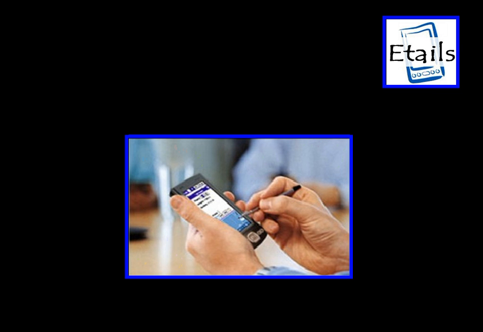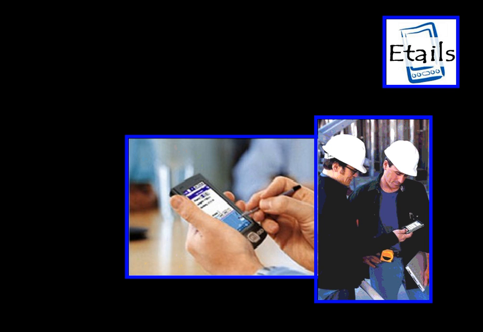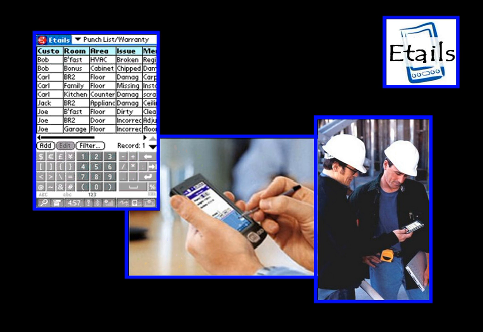Etails utilizes the power of handheld devices to gather information at the job site. That means no more writing notes on your hand or on a scrap 2x4. All the information is stored on the device. Etails eliminates details from slipping through the cracks.